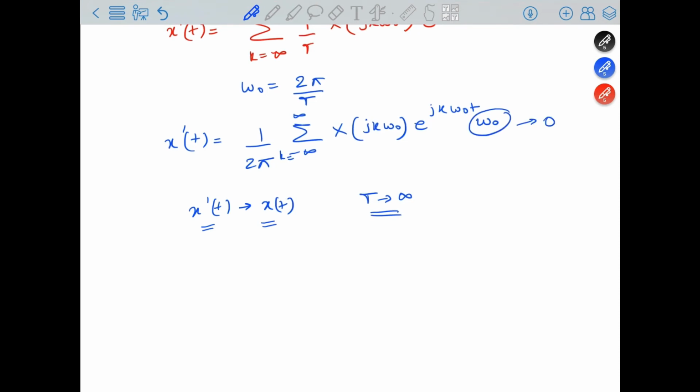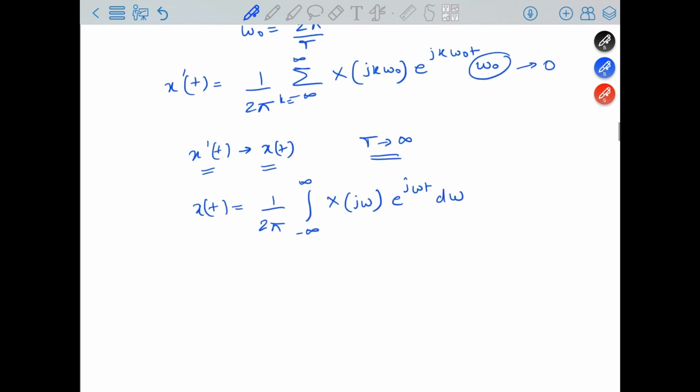So, now basically the summation is changed to an integral form. So, now your x(t) can be represented as 1 by 2 pi, integral from minus infinity to infinity of X(j omega) e^(j omega t) d omega. And we have already seen the form of X(j omega), which is equal to integral from minus infinity to infinity of x(t) e^(minus j omega t) dt.